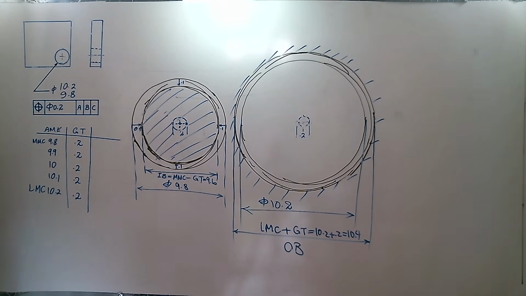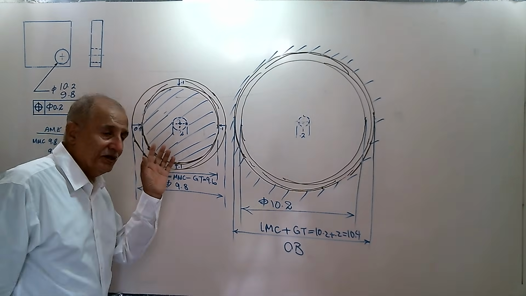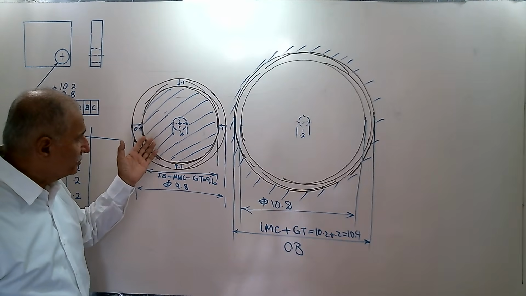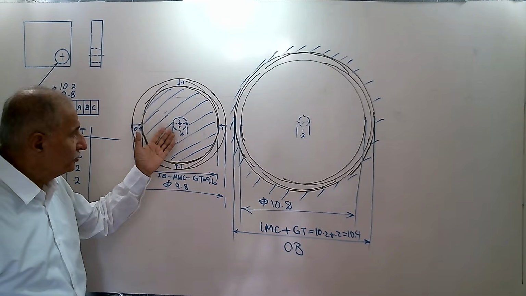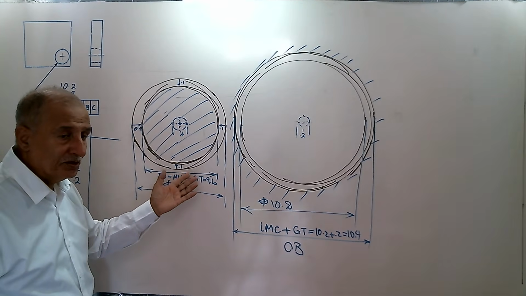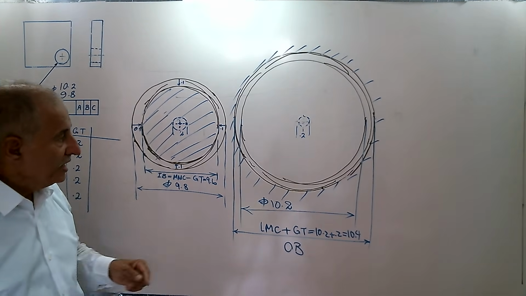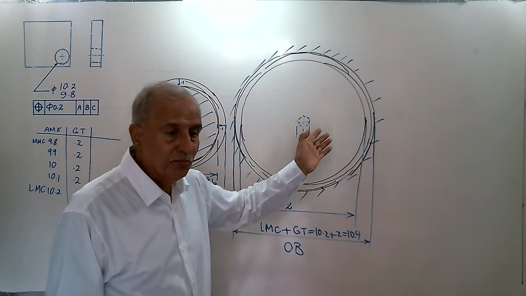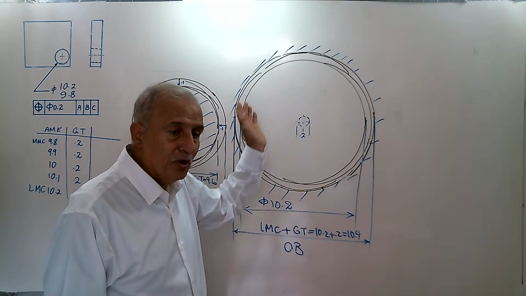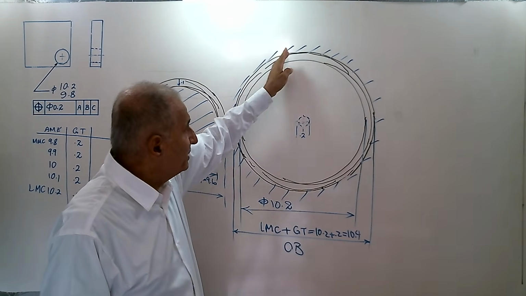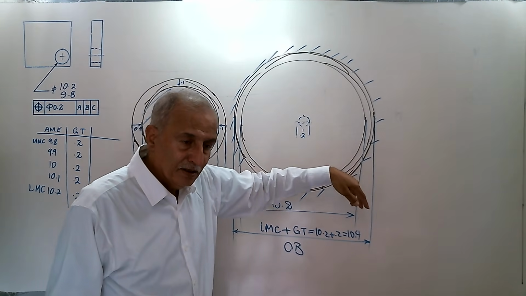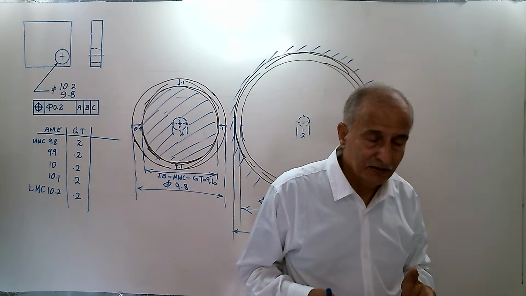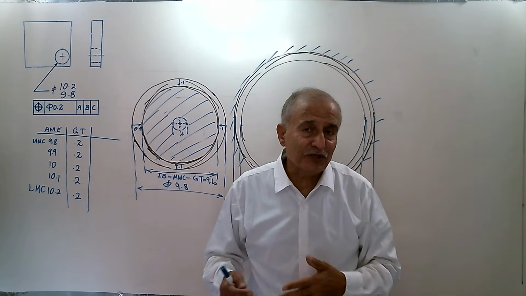What MMC tells us is that if for any reason it must be assembled, the size of the shaft maximum is 9.6, and the hole shouldn't be less than 9.6. Otherwise, assembly cannot happen. If there are adjacent parts, surrounding parts, actually this outer boundary introduces a region which we call the keep out region for the hole.